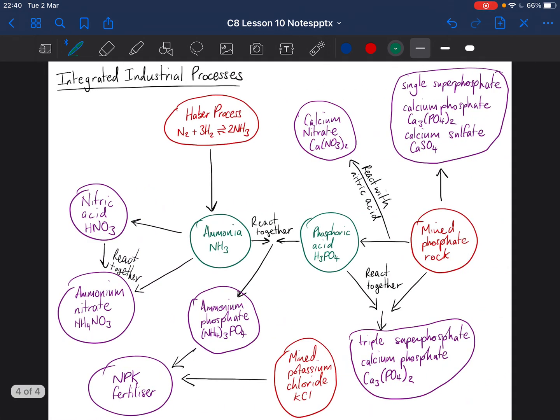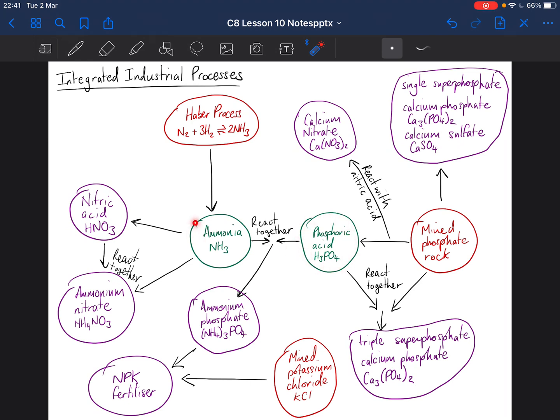So I spoke to you earlier about our integrated industrial processes. This is how we integrate all of our production in terms of the chemicals that would come from our fertilizers. So here's our mined phosphate rock. And our mined phosphate rock can react in 3 different ways. We can react it with nitric acid, which will produce phosphoric acid and calcium nitrate. We can react it with the phosphoric acid down here to produce our triple superphosphate. Or we can break it down with other things like we've done before and produce our single superphosphate.